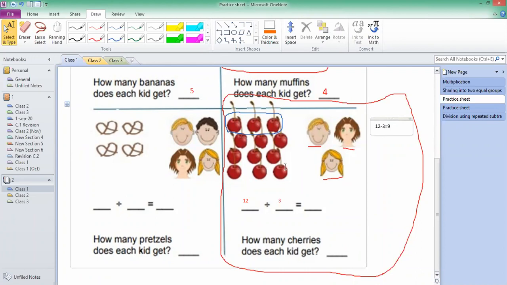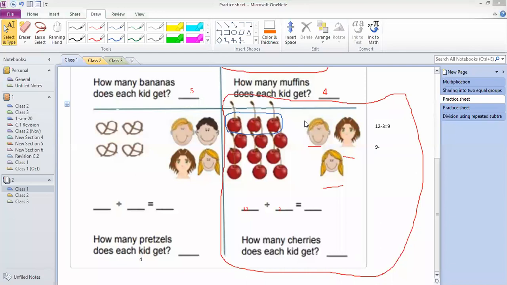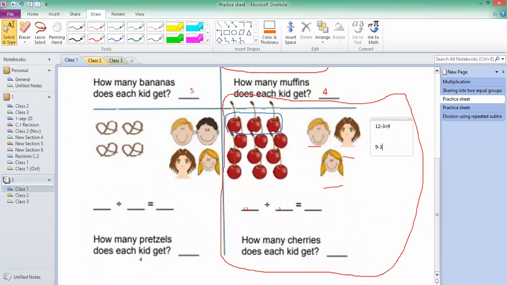You know you will keep subtracting until you reach 0. Now you have to subtract from 9. If you give 1 cherry to each of them, then again you will minus what number from 9? Tell me, 9 minus what? If you give one cherry to each of the kids, how many cherries will be less from 9? 3. Very good. So you will write 9 minus 3.